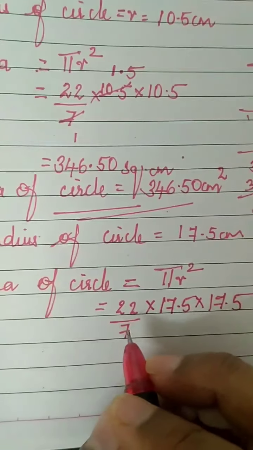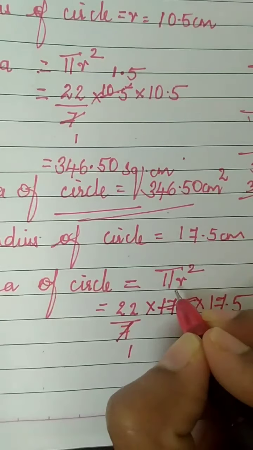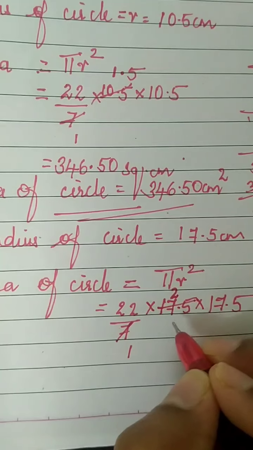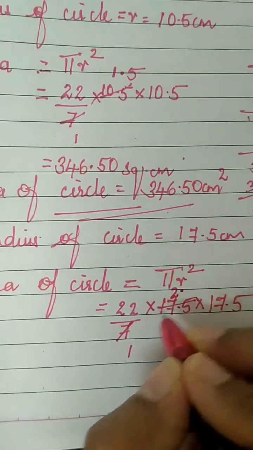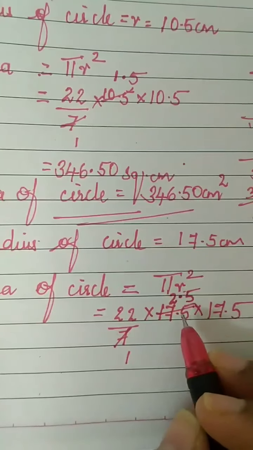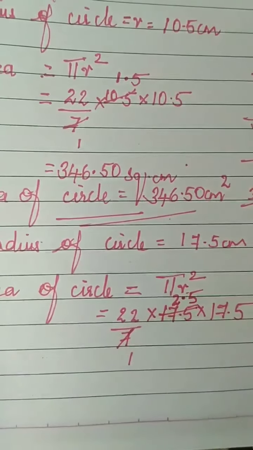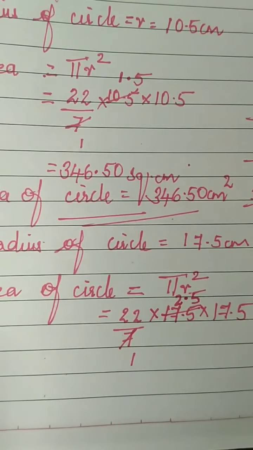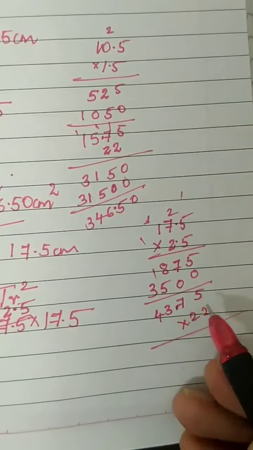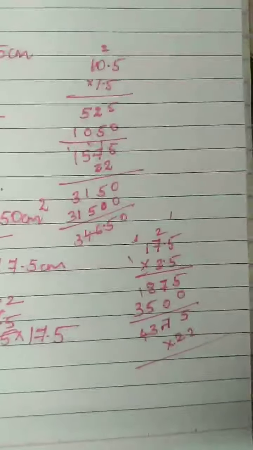17.5 into 17.5. Now we can divide 7 and 17.5. 7 twos are 14, 7 minus 4 is 3. 3.5 means 35, 7 fives are 35. So we got 17.5 into 2.5 to multiply. That multiply by 22. Calculation you do. So I got 17.5 into 2.5 is 43.75. That multiply by 22.